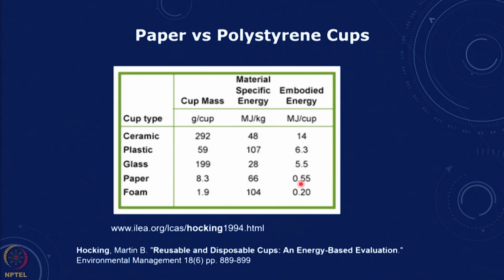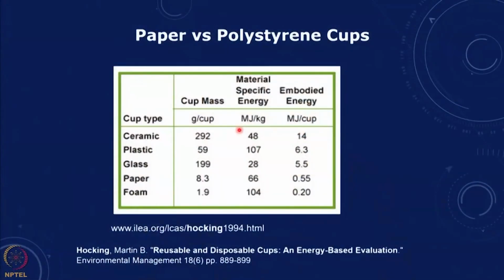one thinks that the paper cup is likely to be environmentally better, but he says that the polystyrene cup turns out to be better than the paper cup. Of course, this is dependent on the kind of assumptions, and this comes out to be 0.2.